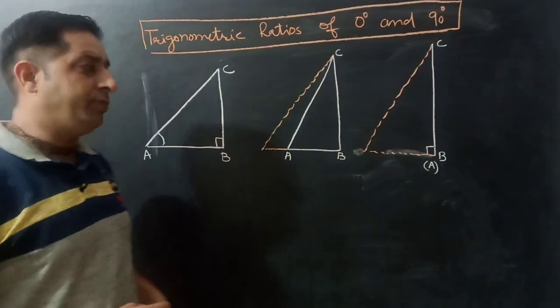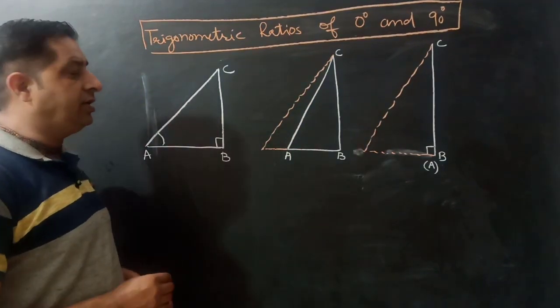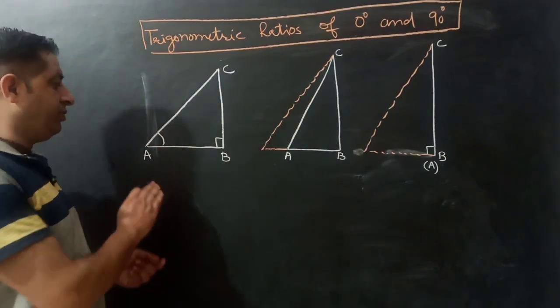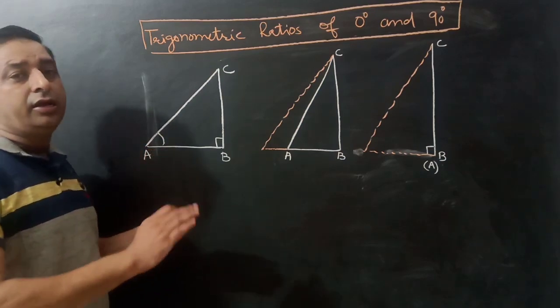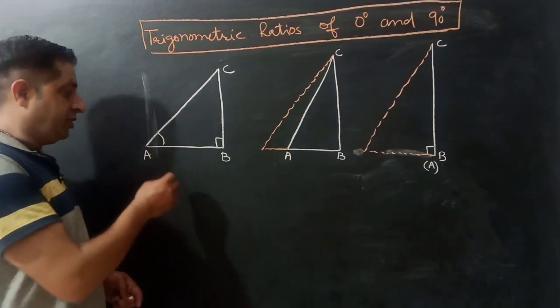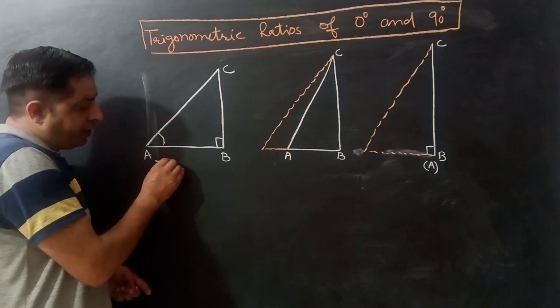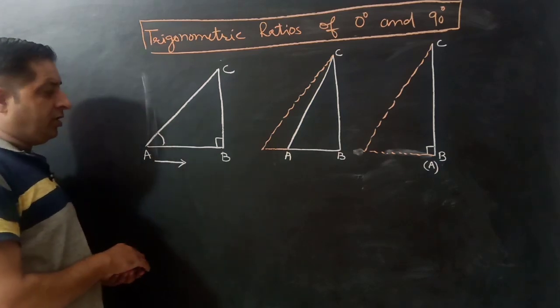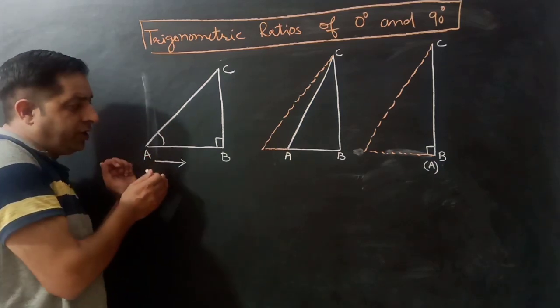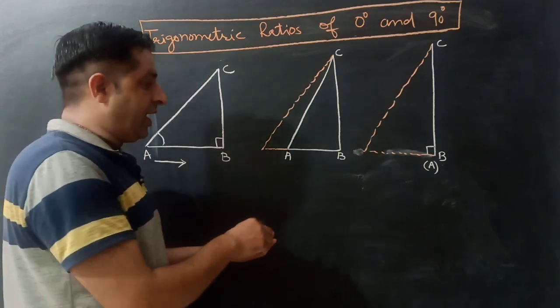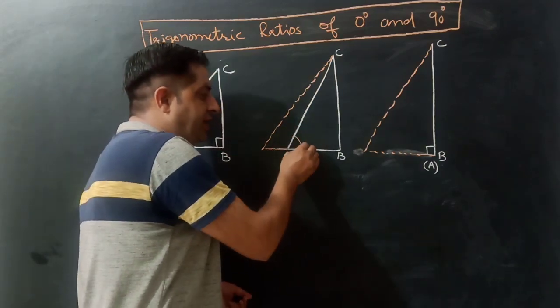To find the trigonometric ratios for 90 degree, let us see what happens when angle A gets larger and larger. Suppose we move this point A toward B. Now when we move this point A toward B, the angle becomes larger and larger.